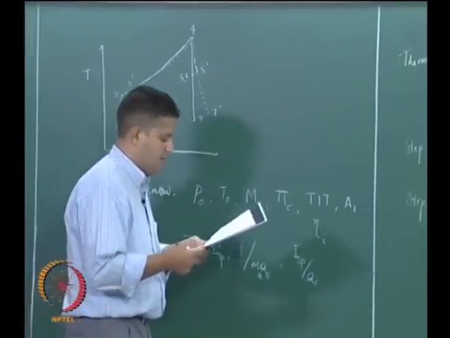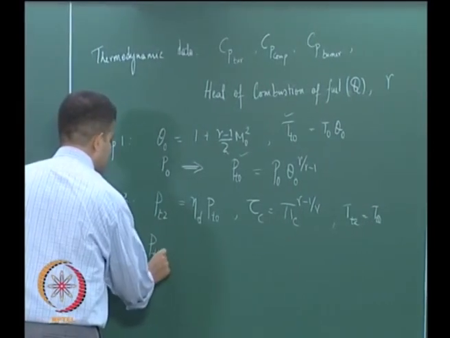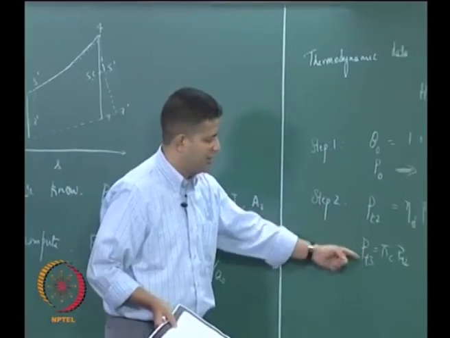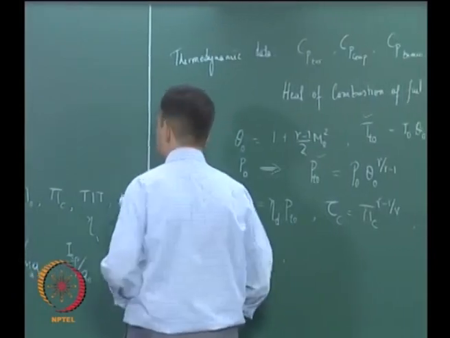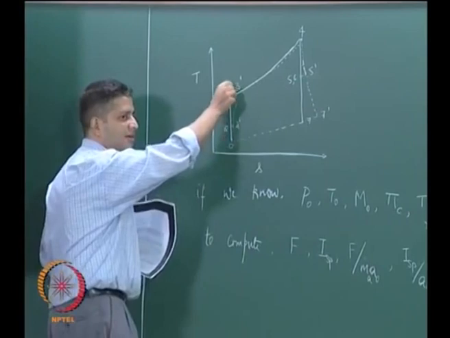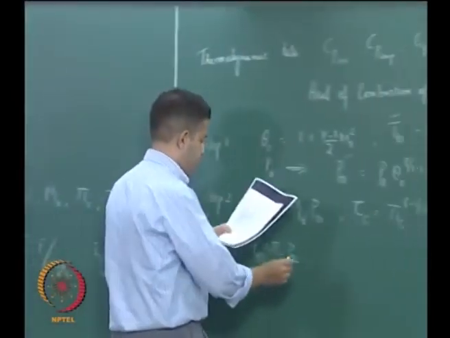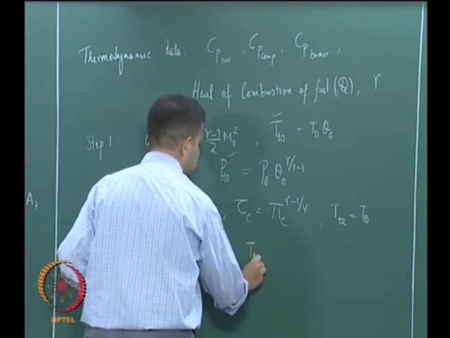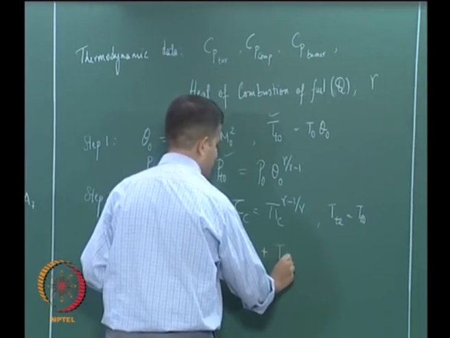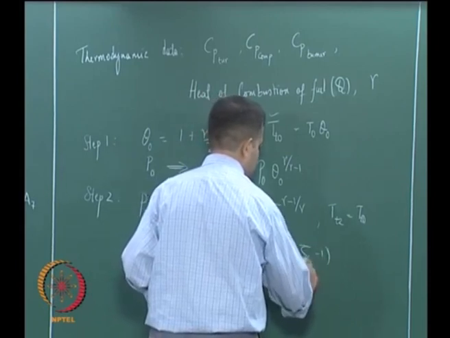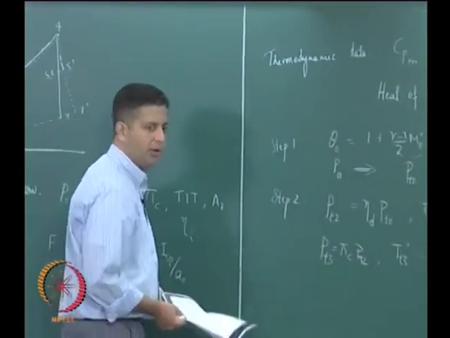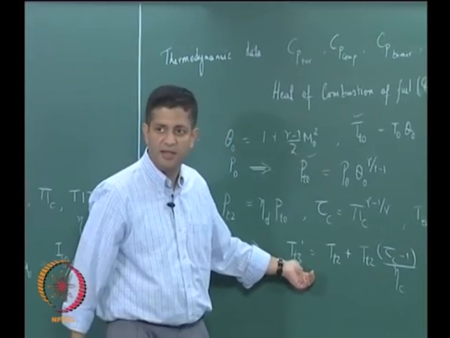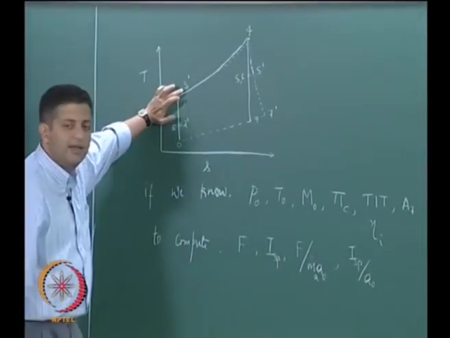I can calculate at 3 by PT3 is nothing but pi c into PT2, fine. If I know PT2, I can calculate PT3, and I want this temperature, right, for an actual cycle. So I can calculate PT3 dash as equal to, okay. So I know TT2, I know tau c, I know eta c, so I can get this TT3 dash. So I know now the conditions at the inlet of the combustor.